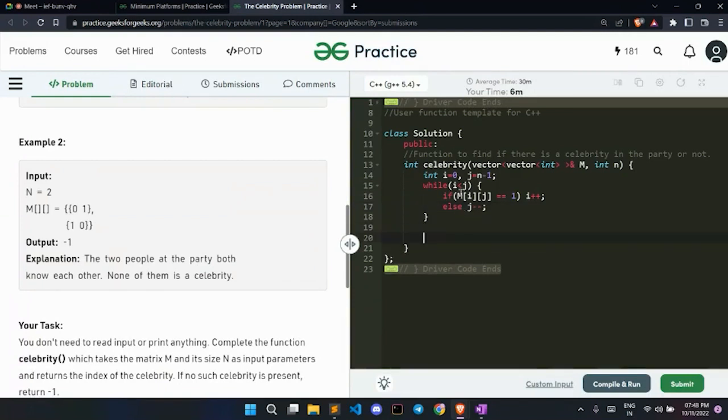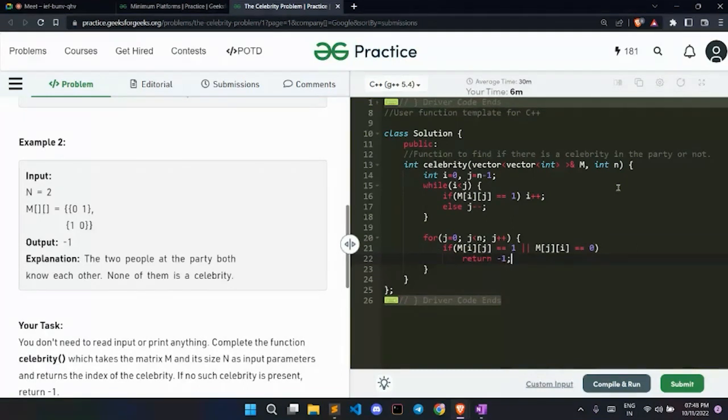We will be left with only one person, which is I. So for that, we'll check all the values. So we already have it. So here is that I plus plus. If of I of j equal to 1 or of j of I equal to 0, in this case, we will return minus 1.